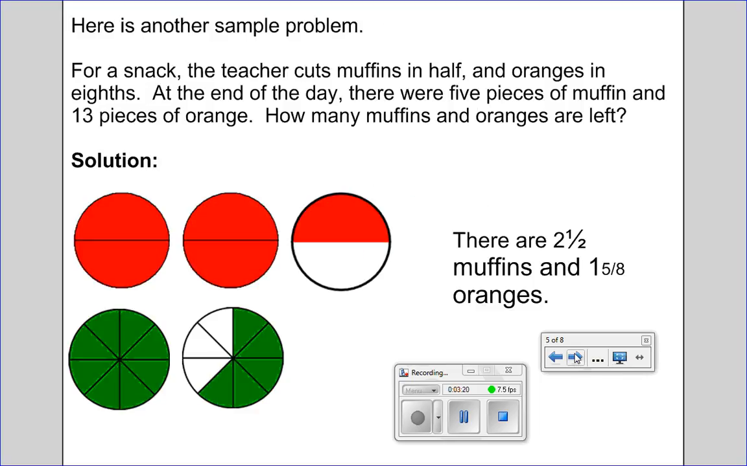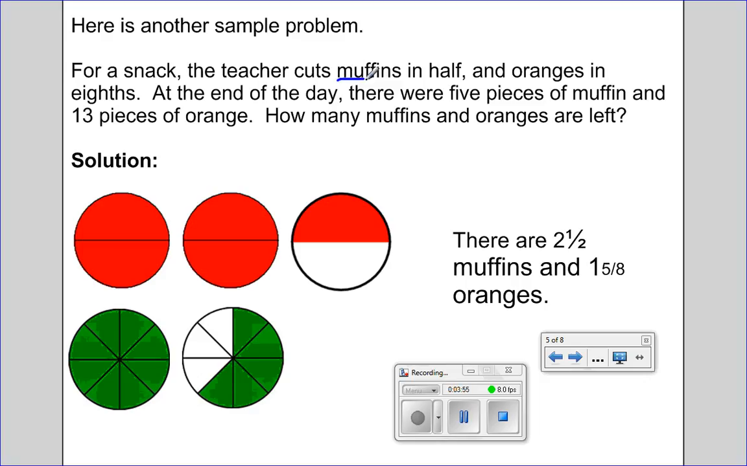Here's another sample problem. For a snack, the teacher cuts muffins in half and oranges in eighths. At the end of the day, there were 5 pieces of muffin and 13 pieces of orange. How many muffins and oranges are left? Again, with word problems, it's so important to not only read the question a couple of times, but to highlight some key words. So let's tackle the muffins first.